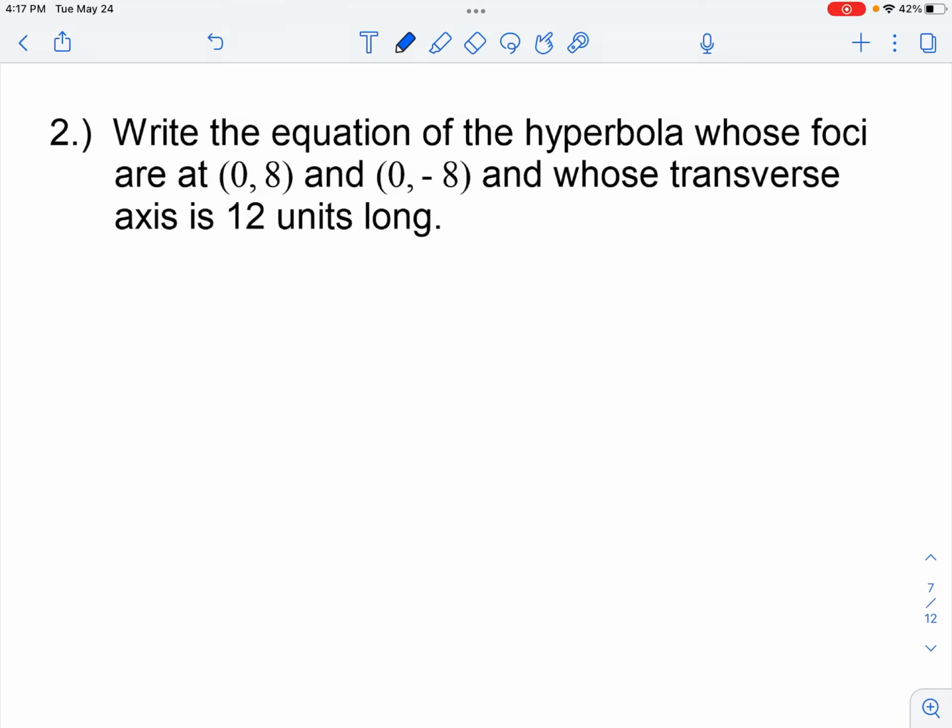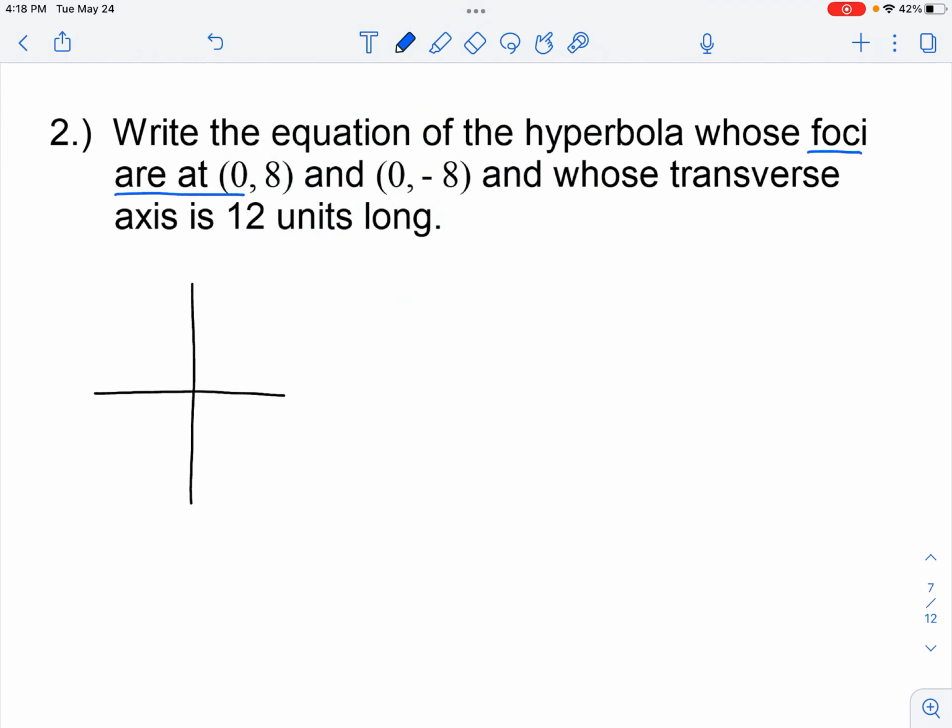So for problem number 2, it's asking us to write the equation of a hyperbola whose foci are at (0, 8) and (0, -8), and whose transverse axis is 12 units long. Okay. This verbal description will best be suited if I actually try to graph. I'm not going to make an accurate graph, but I want to get a sense of what the picture looks like to help me write the equation, okay?